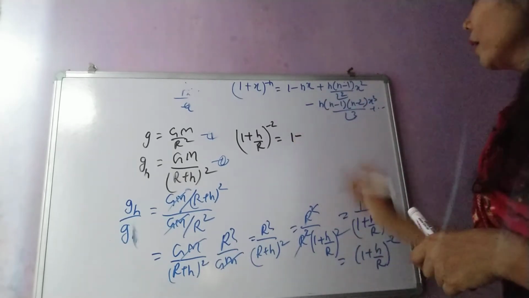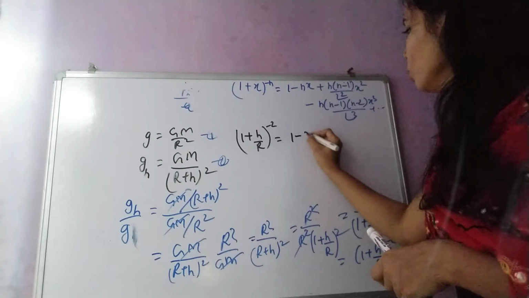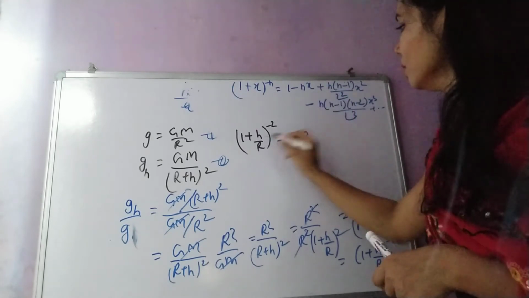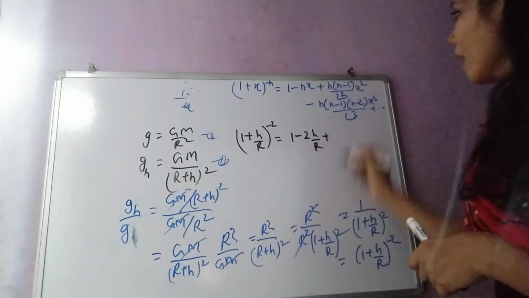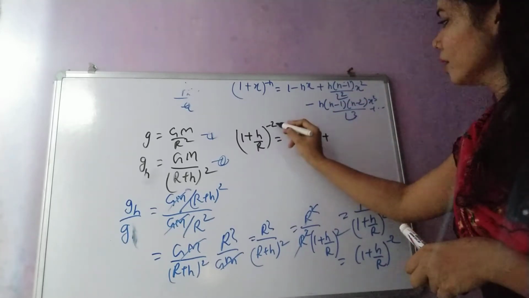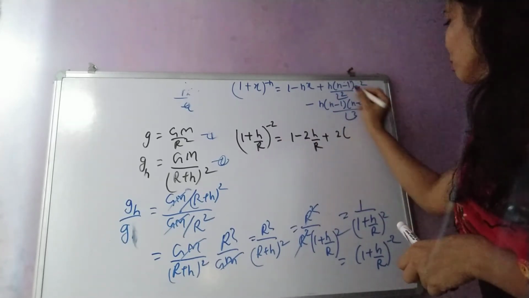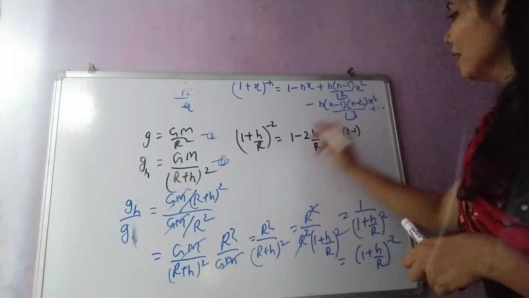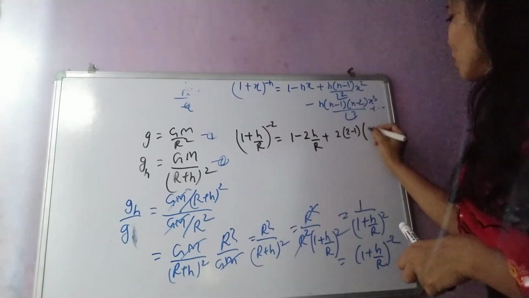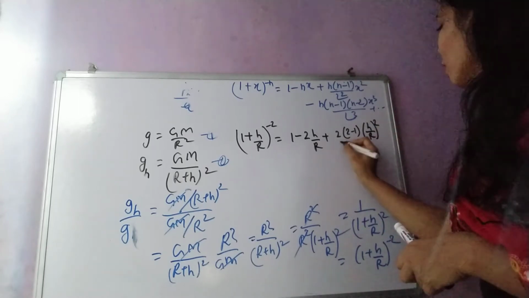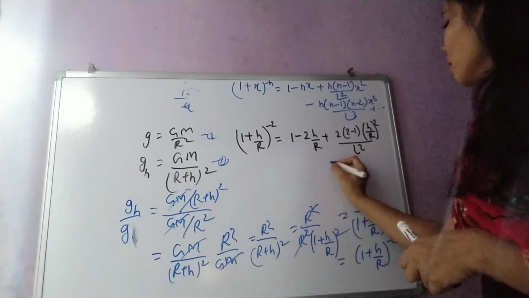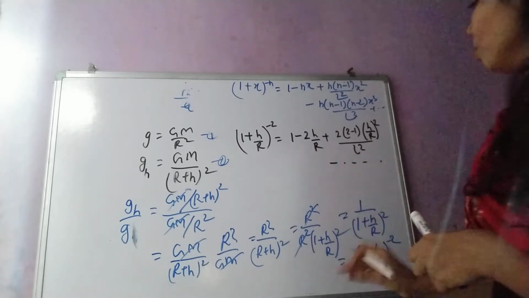So 1 minus n is 2, x means h upon r, so 2h upon r. Plus n again is 2, so n minus 1, 2 minus 1, x square means what? h upon r square, so h upon r whole square, divided by factorial 2, and so on. Up to here I am writing.